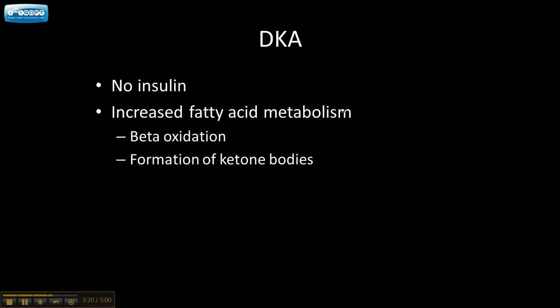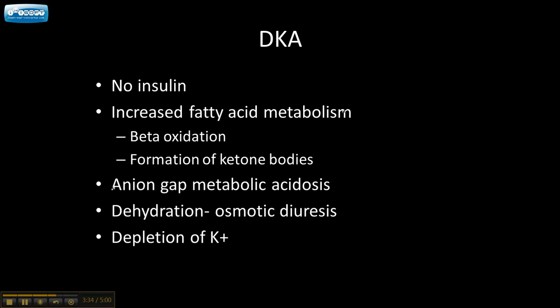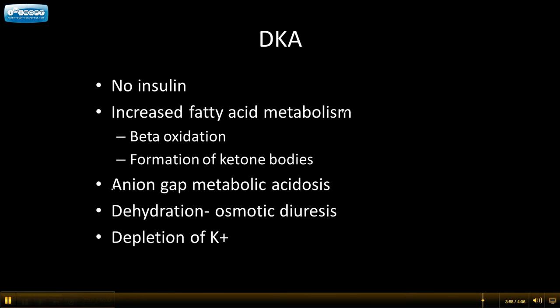As an overview, remember, when we look at somebody that has DKA, they have no insulin. You're now going through a process where you have increased fatty acid metabolism via beta oxidation and increased formation of ketone bodies. Because you have increased formation of ketone bodies, you form an anion gap metabolic acidosis. You also have dehydration because of an osmotic diuresis. You have an abundance of extracellular glucose that is beyond the threshold of the kidney's capacity to reabsorb. And so you have dehydration, and as a result of that, you have a total body depletion of potassium.